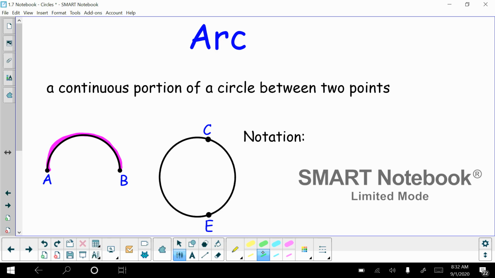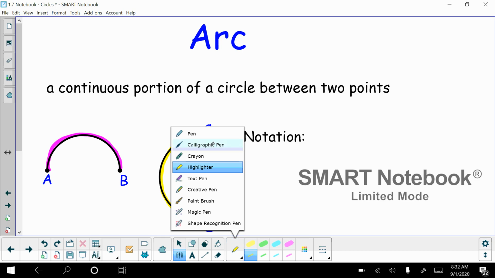And then we have an arc over here. We have this green arc. And we actually have this arc over here. So an arc is just a continuous portion on a circle. And it's not the full circle because then it would be called a circle. So it's just part of a circle.